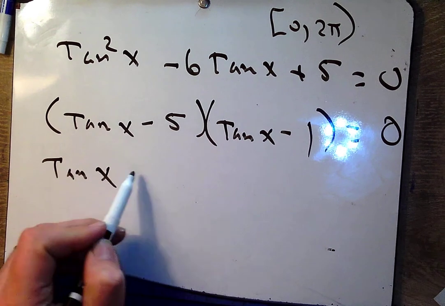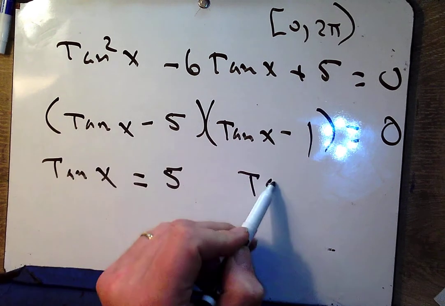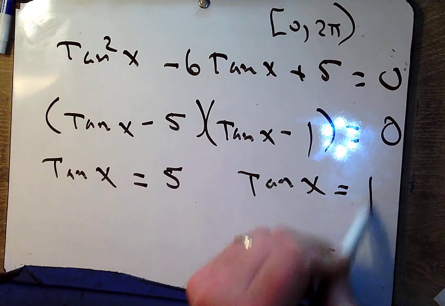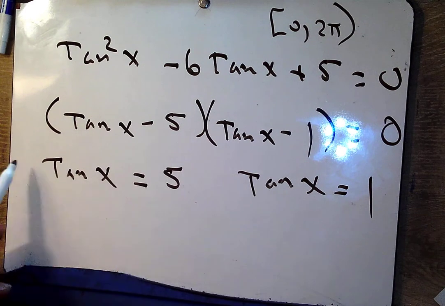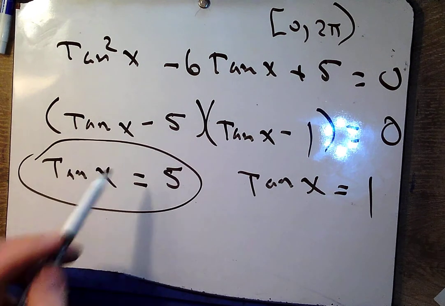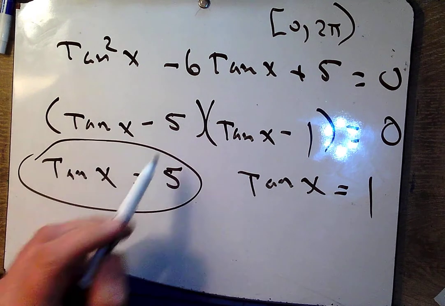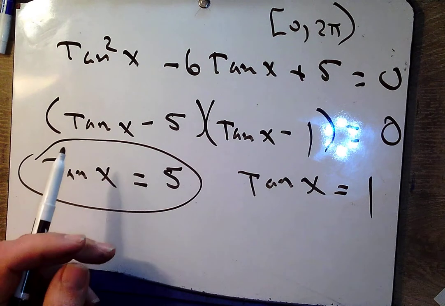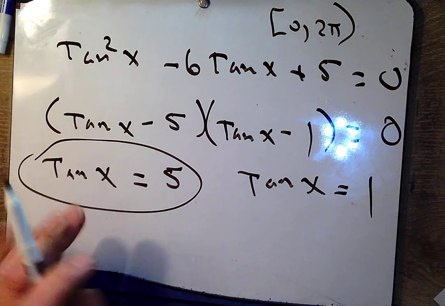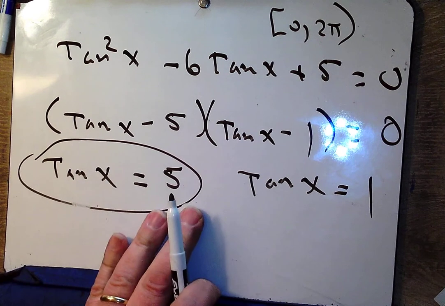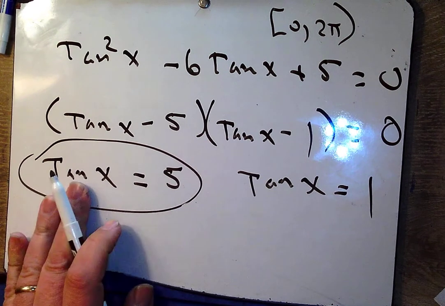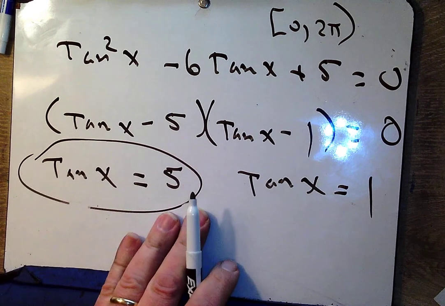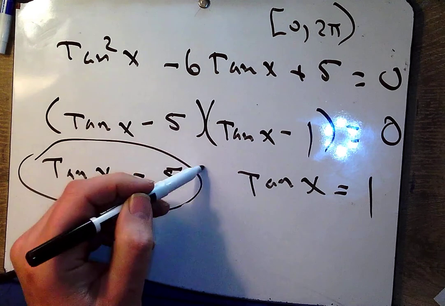Now, I chose this problem for a reason. And the reason I chose this problem is because most students say that this is not possible. It's not possible for tangent to be equal to 5. And here's what I want to say. I agree. If this said sine equal to 5 or cosine equal to 5, there's no way that they could be equal to 5. But this is tangent equal to 5.